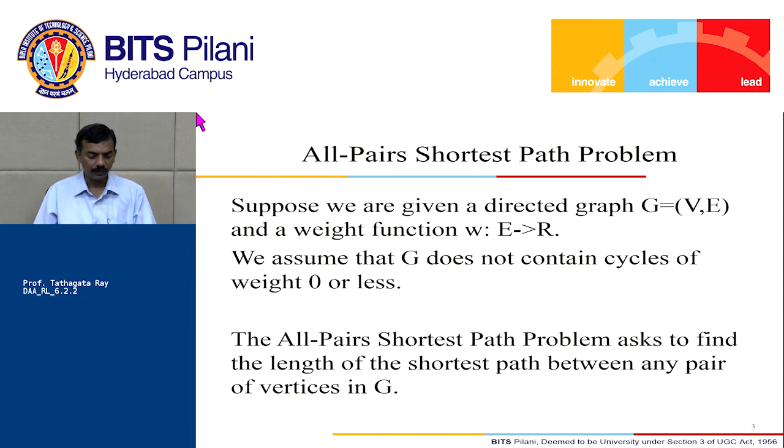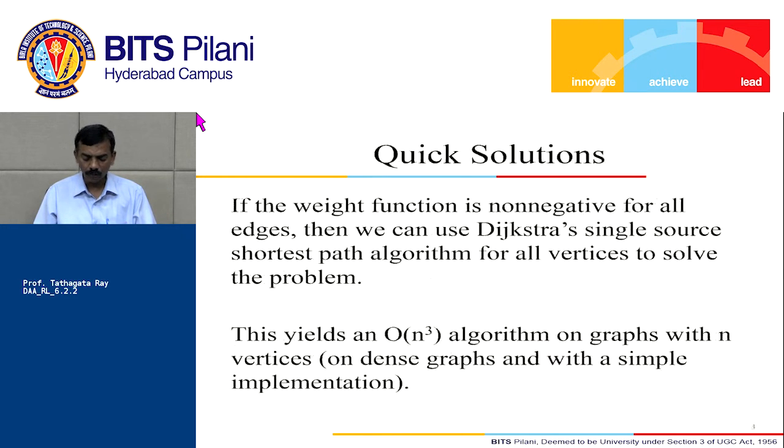So the all pair shortest path problem asks to find the length of the shortest path between any pair of vertices in G. Notice the graph G is a directed graph, so every edge has a direction. You choose any pair of vertices in this graph and ask the question, what is the shortest path between them? And how do you solve that problem?